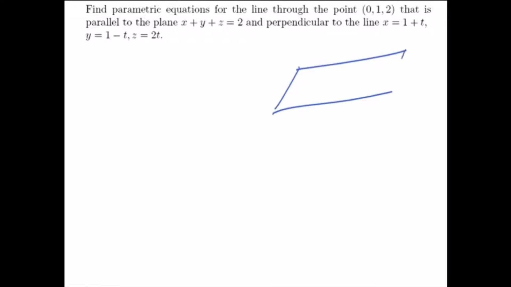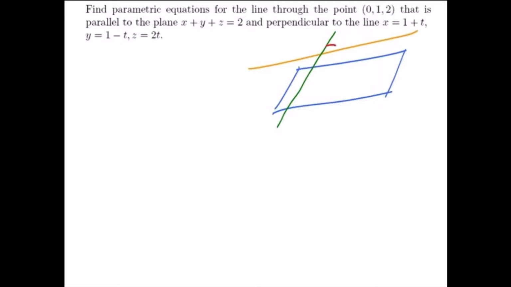Suppose I got my plane right here, and I want my line to be parallel to that plane. So let's suppose the orange line is the one we're trying to find the parametric equations for. And suppose that this orange line is parallel to that plane, but it's also perpendicular to this green line here. Now, the green line, we'll suppose, intersects it like this, but we know it's going to form a right angle with it.